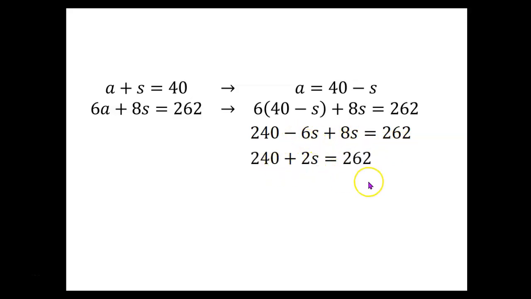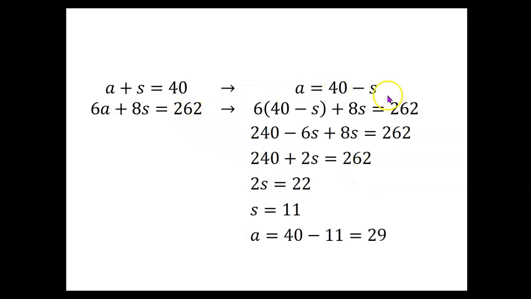plus 2s equals 262. Subtract 240 on both sides. 2s equals 22. Divide both sides by 2. S equals 11. And then A was 40 minus S. So now we know that's 40 minus 11, which is 29. And since A stood for how many ants and S stood for how many spiders, we have our answer, 29 ants and 11 spiders.